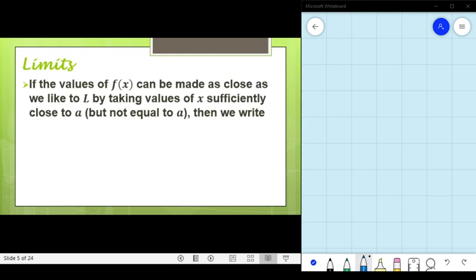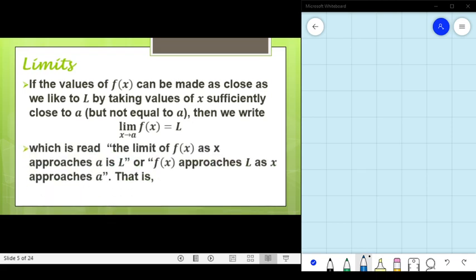Limits. If the values of f of x can be made as close as we like to L by taking values of x sufficiently close to a but not equal to a, then we write the limit of f of x as x approaches a is equal to L, which is read as the limit of f of x as x approaches a is L, or f of x approaches L as x approaches a.